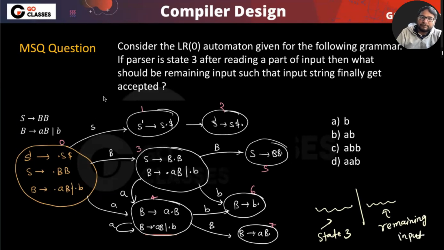Tell me. This is a nice question, isn't it? So what should be there in the remaining input such that it finally gets accepted? Let me know.